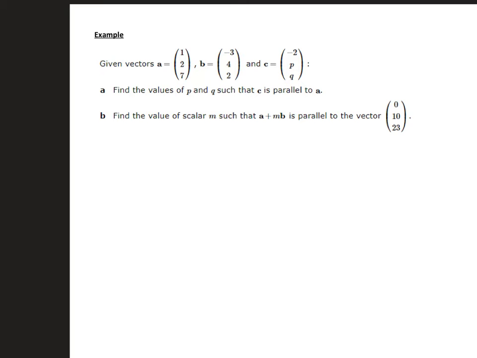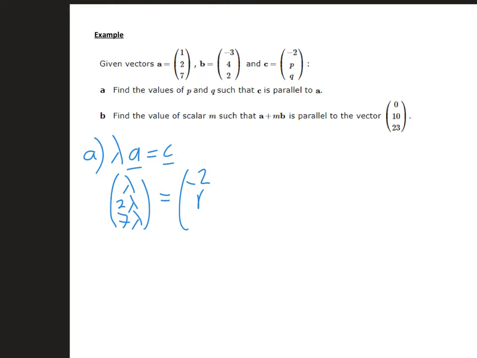That would mean that vector A is equal to something times C. So I'm going to say, if I times A by lambda, I get C. Or equally, I could times C by lambda. I just chose to times A by the number because A's got all known constants. So I get lambda, 2 lambda, and 7 lambda. And that's equal to C, so that's minus 2, P and Q.